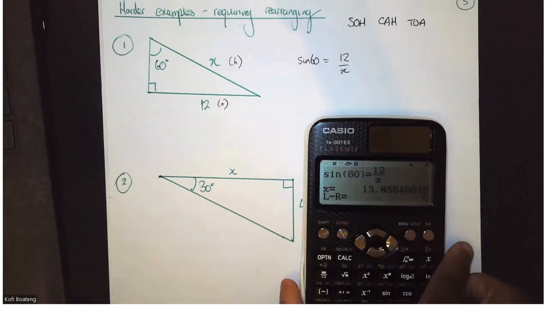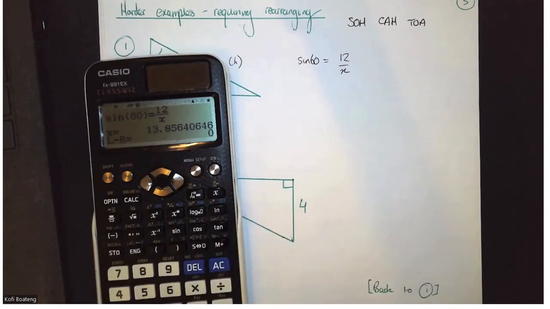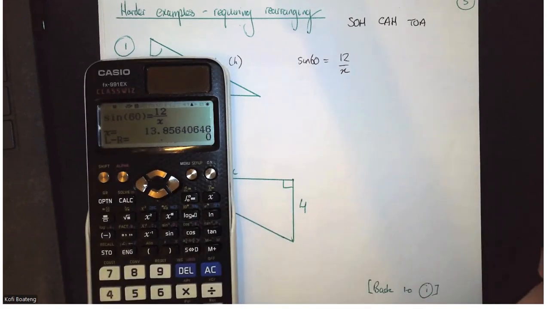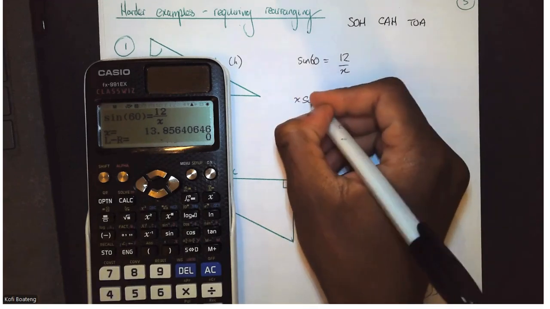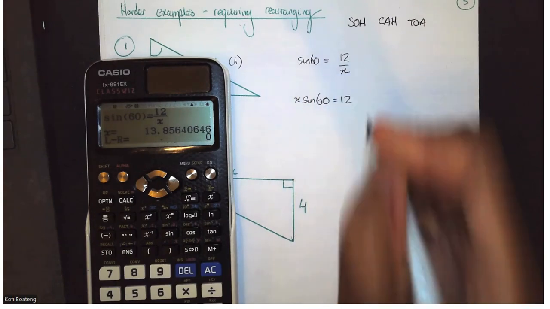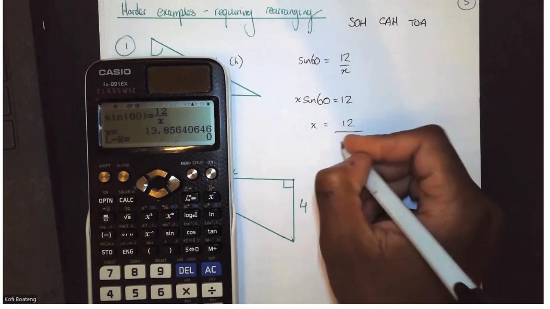Okay, so here's the answer to the question. So now you're in the exam, you know you're working towards 13.856 and so on. All you need to do is essentially show that you can get to this answer. And if you don't get there, you know you've made a mistake. So let's look at what you will do at this step here. So we have x in the denominator, we need to get rid of it. So times throughout by x, we get x sine 60 is equal to 12. And we just need to divide through by sine 60, getting x is equal to 12 divided by sine 60.